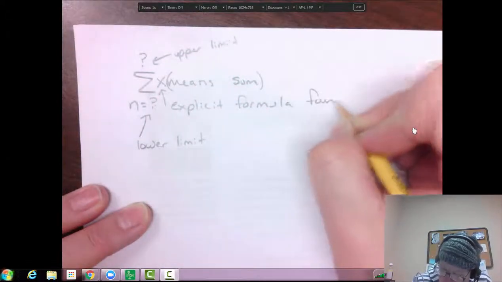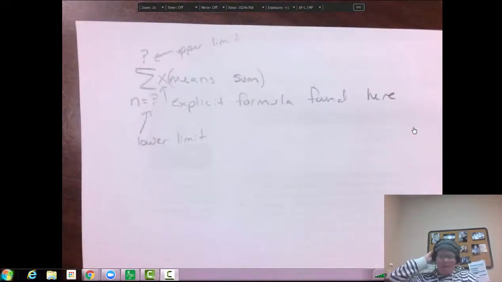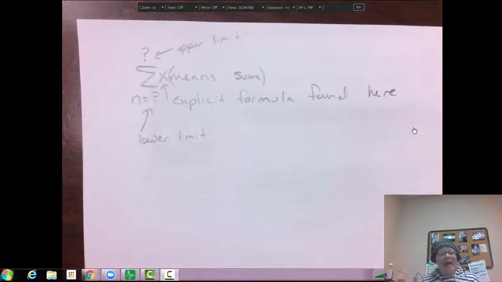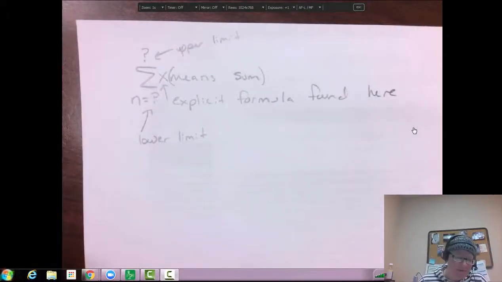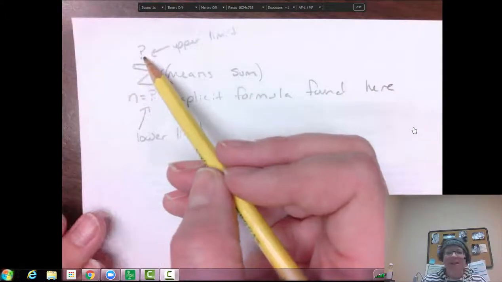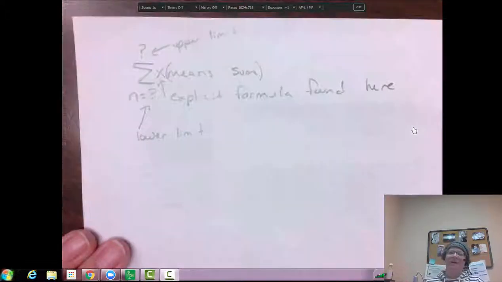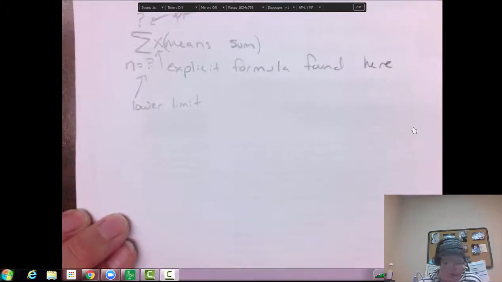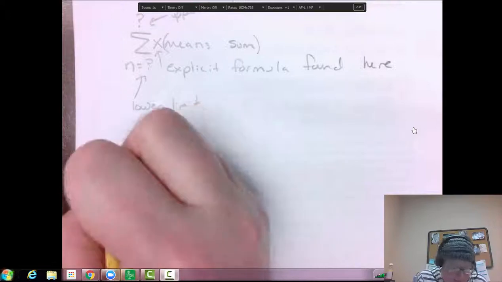Found here. So what this is telling you is, okay, start with this term, go to this term, here's your formula, and add them all up, because this means sum. And that's kind of where it goes. If you happen to have an upper limit of infinity, that's an infinite sum. So your series is going on forever. In this first section, you don't have infinite. They're all finite.